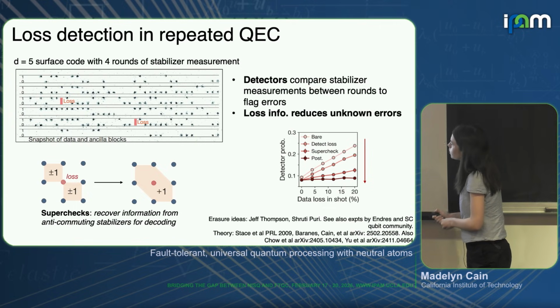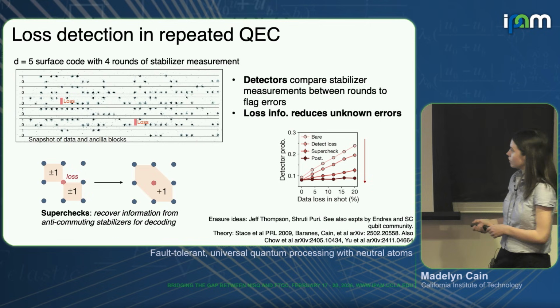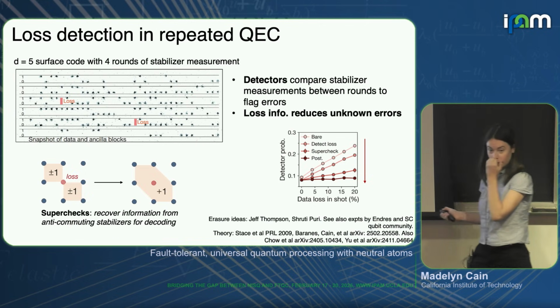And if you do the most extreme thing, which is post-select on not seeing loss, you have a very low probability that stabilizers are flipped.